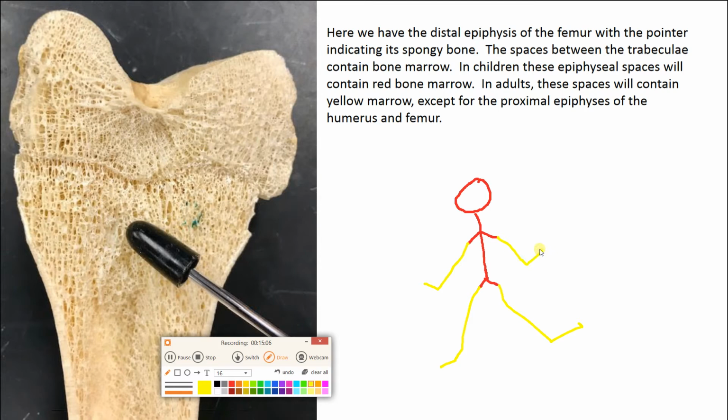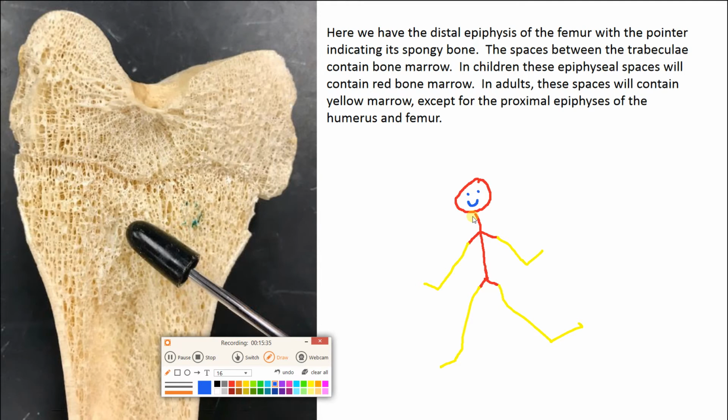All right, finally, this is basically the distribution of red and yellow bone marrow. So when you are an adult, you've got red bone marrow in your axial skeleton, plus in your girdles and in your proximal arms and proximal legs, okay? Then there's yellow bone marrow for the rest.